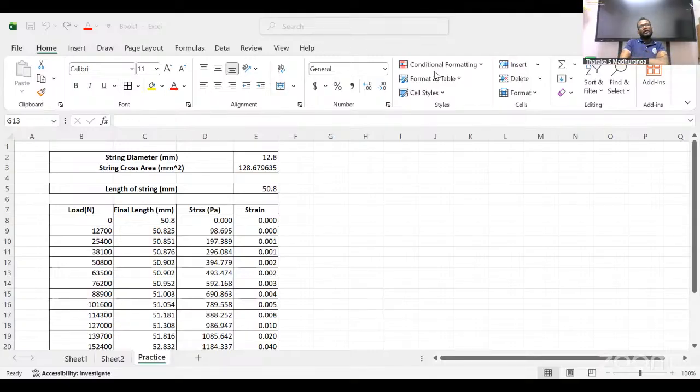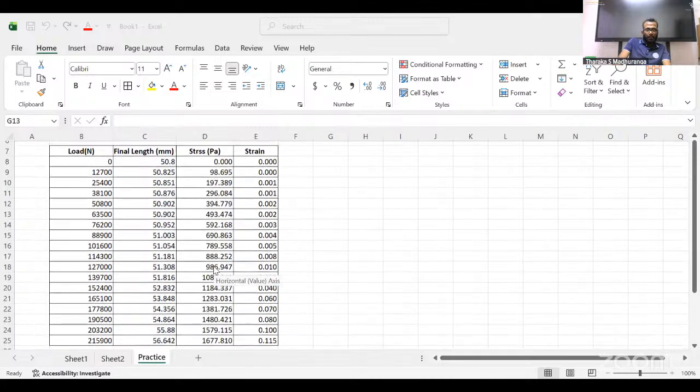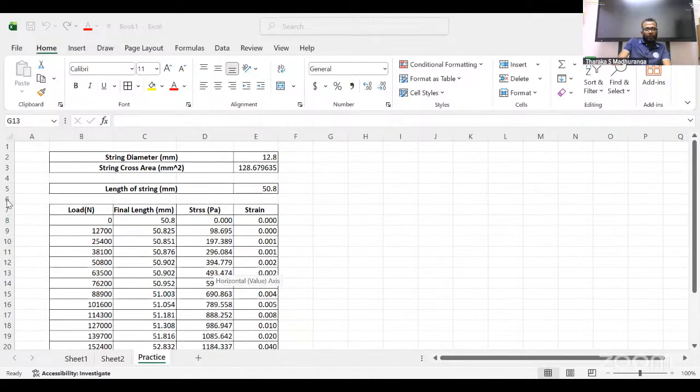Okay, now I want to freeze some part of the basic data: the string diameter, string cross section area, and the length of string. I want to check this data with the table. Then what can you do?